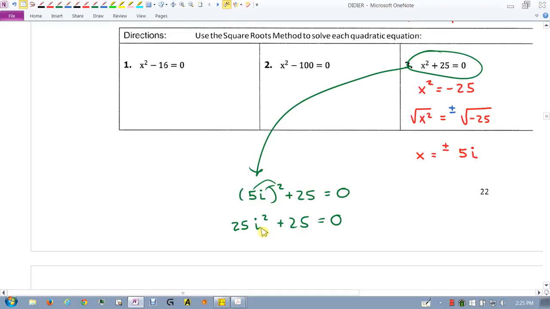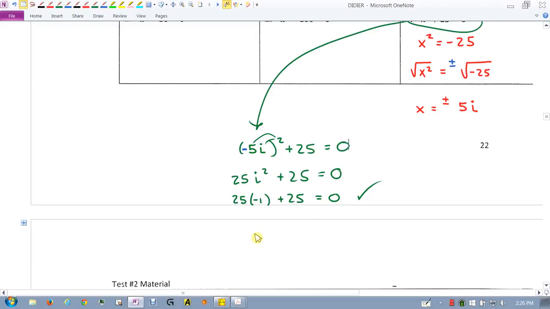That was the big deal. The big property of i is that when you square it, you get negative 1. So this becomes 25 times negative 1 plus 25. Does that equal 0? Yes, because this becomes a negative 25, and then you add 25, that's 0. This would have also worked had you replaced it with negative 5i. If I put a negative right here, then when I square negative 5 times negative 5, I would still get the 25. When I square i, I'd still get i squared. So everything else would be exactly the same.